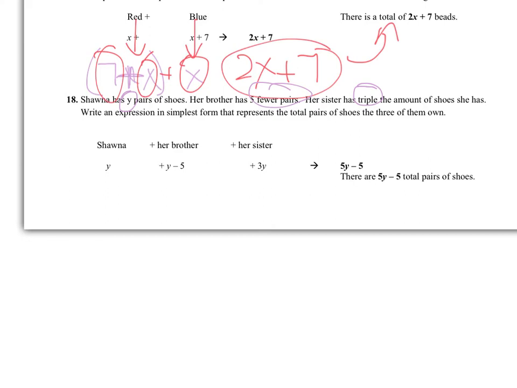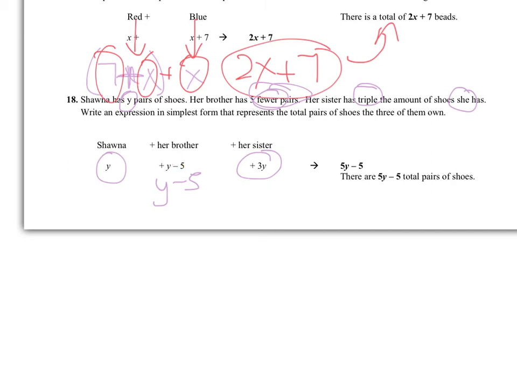So little Shauna, there's the Y. Her brother has 5 fewer pairs. Well, fewer means minus, so that's why we have the Y minus 5. Her sister has triple the amount of shoes that she has. So notice it says she, not her brother. So that's why it's 3y, not 3 times this little bad boy right here.